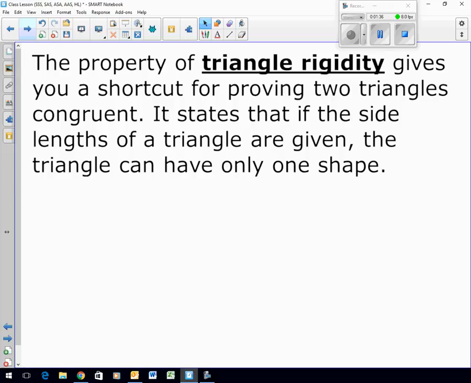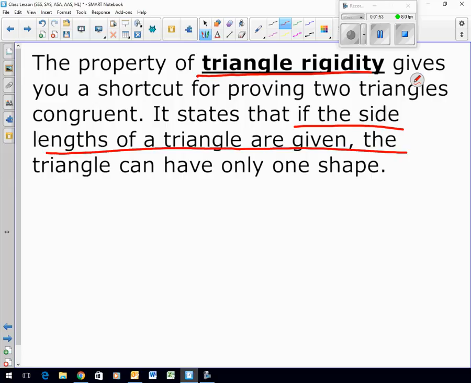The property of triangle rigidity gives you a shortcut for proving triangles are congruent. I would write down triangle rigidity and say if the side lengths of a triangle are given, the triangle can have only one shape. That would be triangle rigidity.